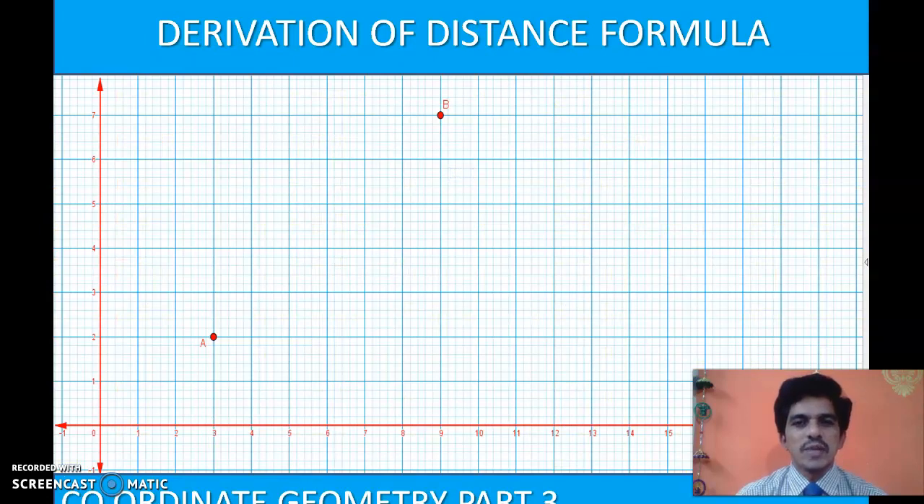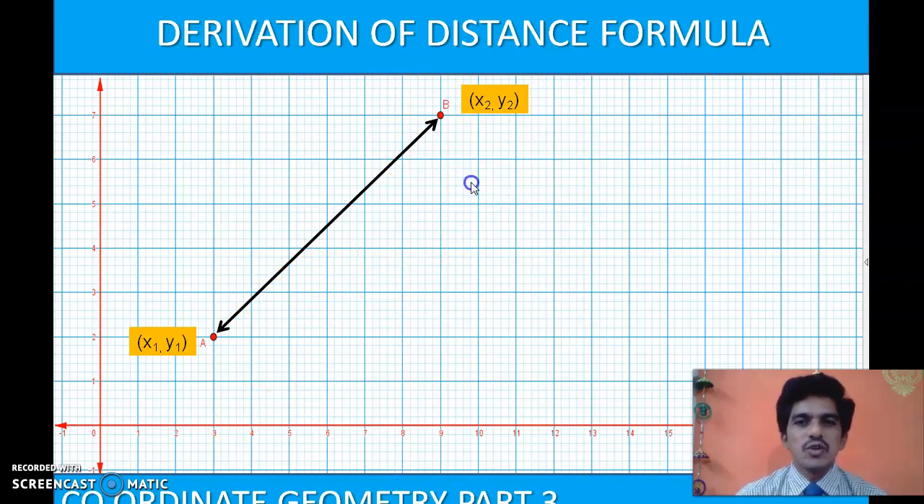Let us do it. I'm taking the first quadrant for simplicity so that you can view this clearly. Now we have two points A and B. When you join these two, you will have a line neither parallel to the x-axis nor parallel to the y-axis, so their x-coordinates and y-coordinates are different. Suppose the coordinates of the first point A are x1, y1, and the coordinates of B are x2 and y2. Our aim is to calculate the distance between A and B. You can see this line is neither parallel to the x-axis nor parallel to the y-axis.